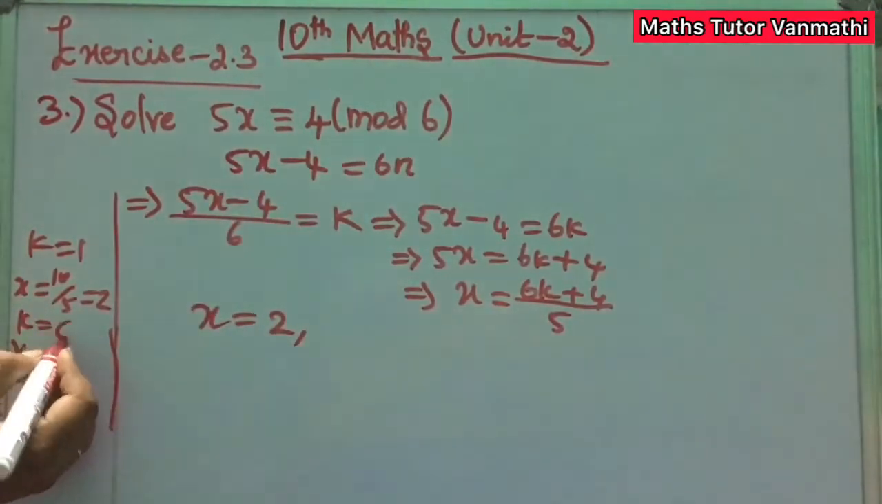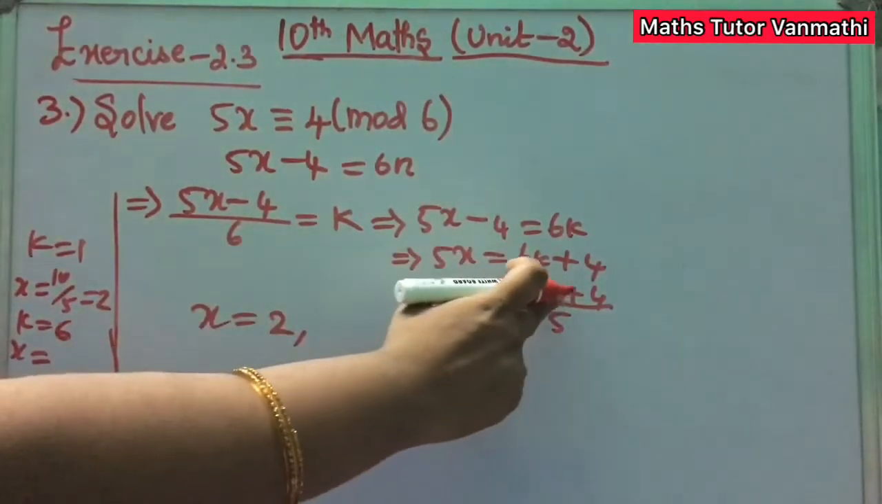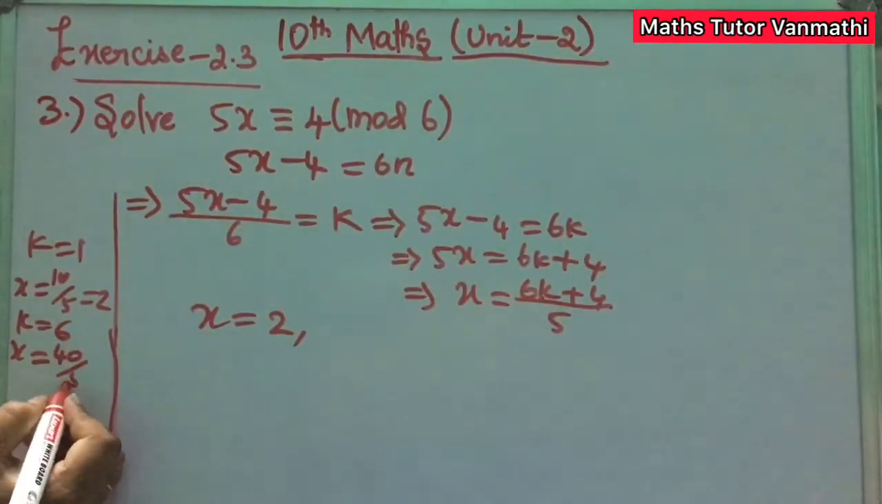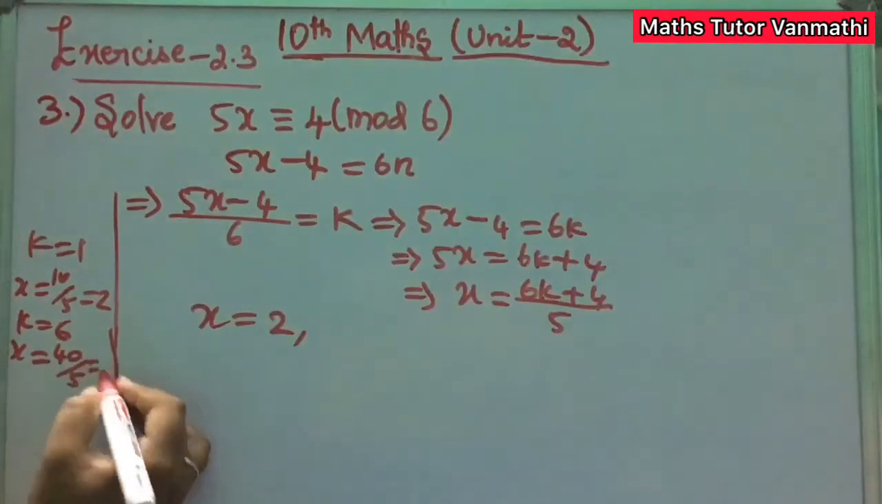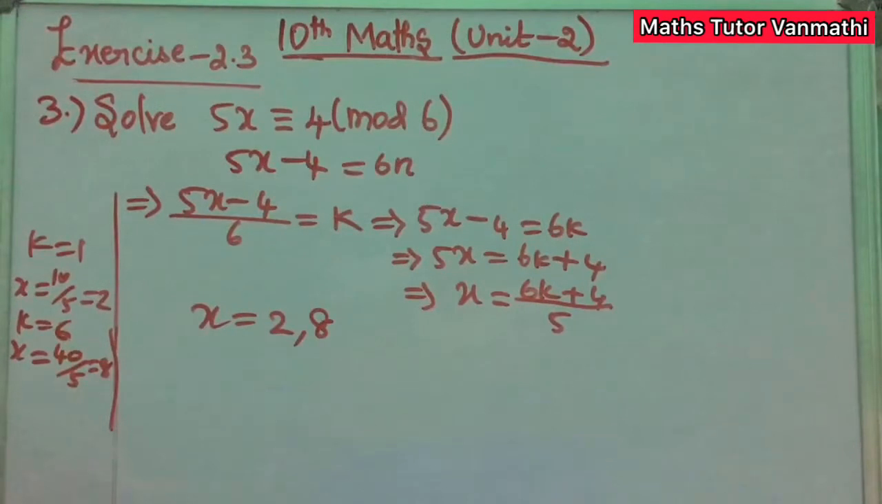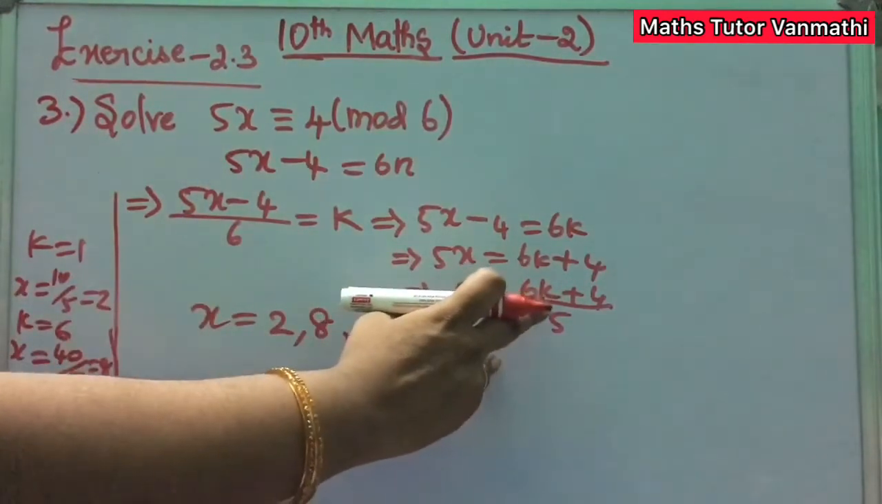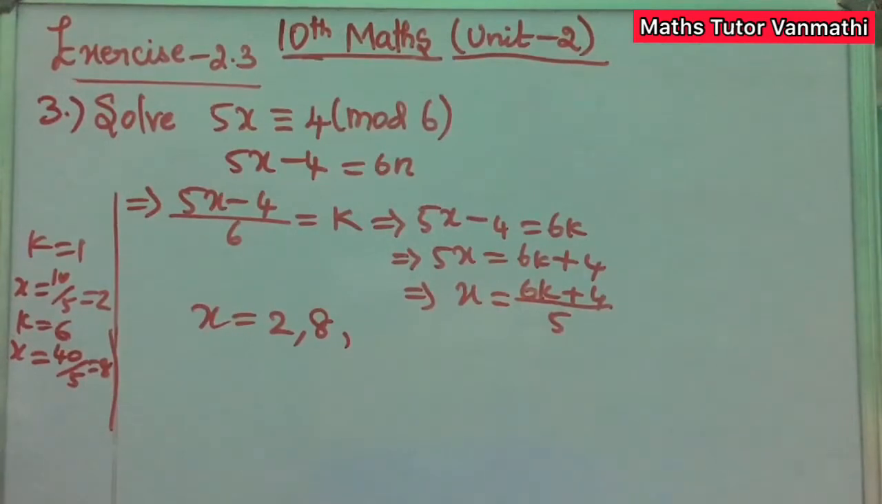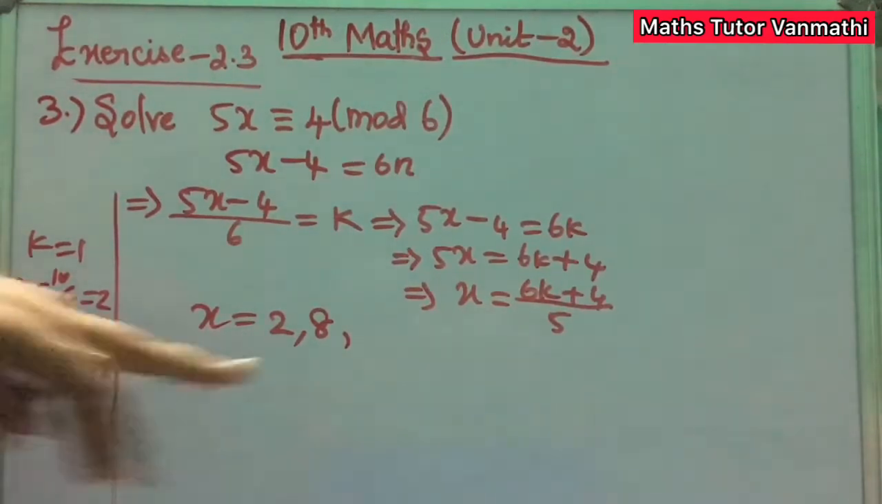Next, take the value 6. 6 6s are 36. 36 plus 4 is your 40. So 40 can be divided by 5. And what will be your answer? 5 8s are 40. So your second value is 8. Okay. Next, k is equal to 6 we have given. Next, 7. 7 6s are 42. 42 plus 4, 46. 46 also cannot be divided by 5. Further, 8, 9, 10. Up to this you cannot divide it by 5.